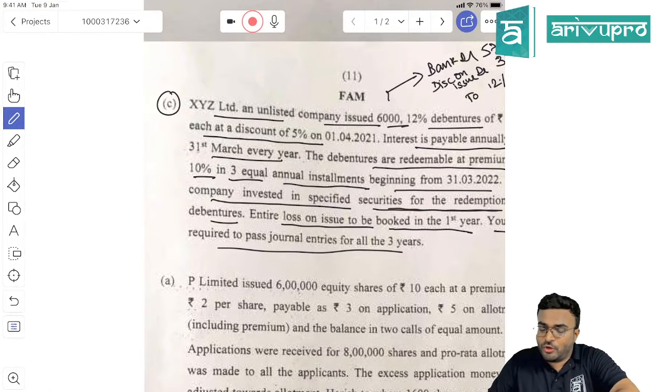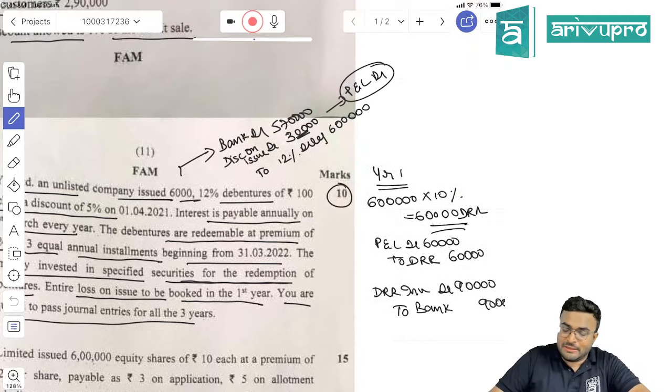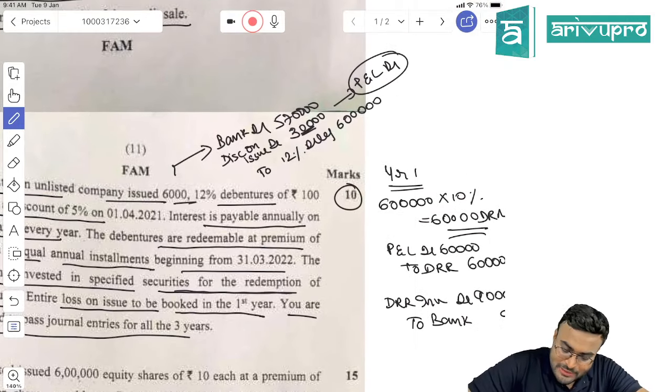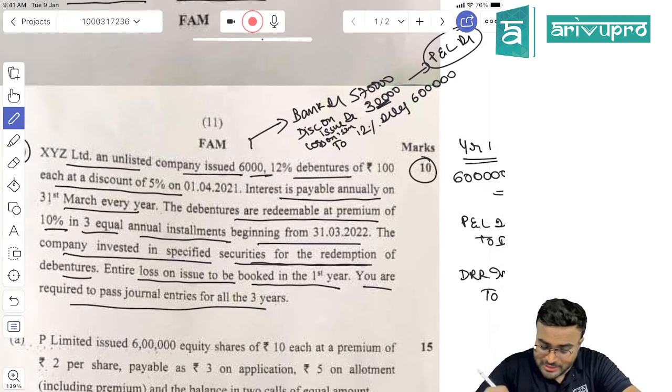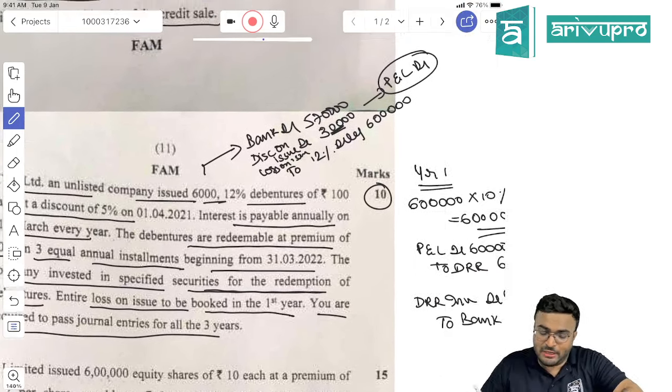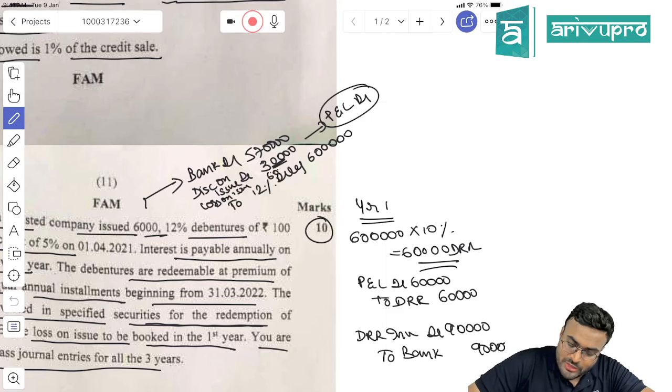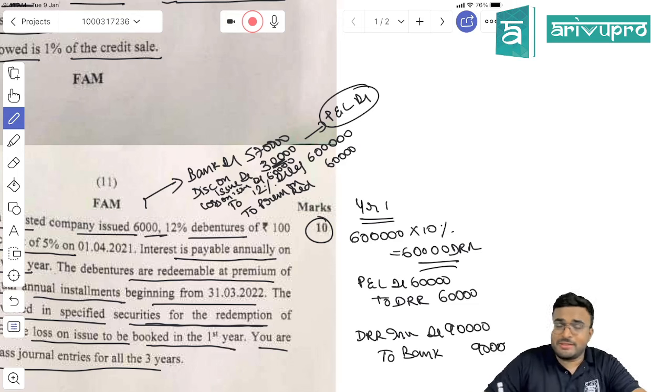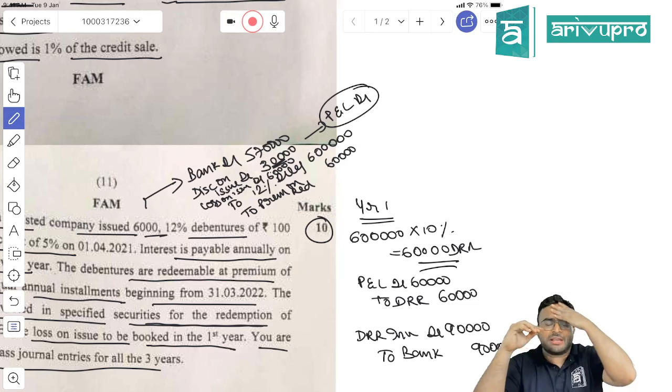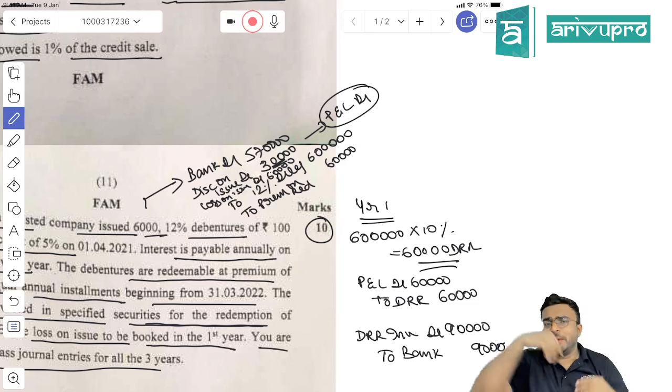So when we are passing the issue entry itself, you will pass loss on issue. Loss on issue debited. Debentures are redeemable at a premium of 10%, so it is going to be 60,000. Loss on issue debited 60,000, and then you will write premium on redemption of debentures 60,000. So basically this is an entry for debentures issued at discount, redeemable at premium.